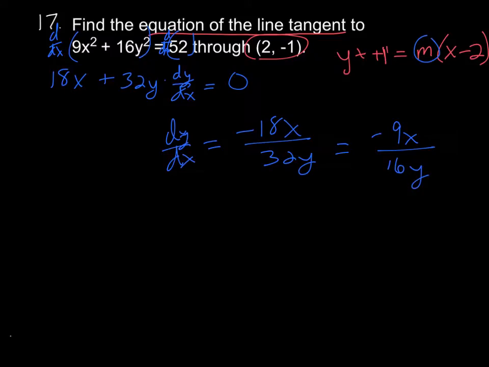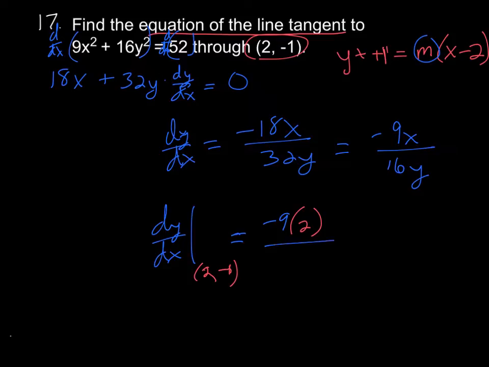So that's my simplified derivative, and then the last thing I want to do is evaluate that at x equals 2 and y equals negative 1. Sometimes we use this vertical line to show what we're evaluating it at, and then we're going to just substitute in there. So negative 9 times x value of 2 over 16 times y value of negative 1 gives me a slope of negative 18 over negative 16. The negatives cancel, and I get 18 over 16, which reduces to 9 over 8. So my slope is 9/8.